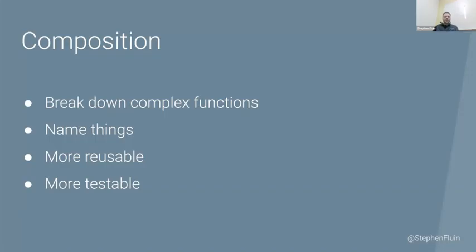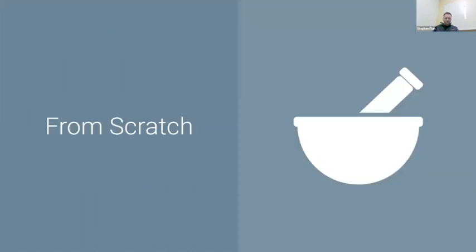So composition: we're really breaking down complex functions into simpler ones. Even just giving something a name can be really helpful. I've seen a couple examples where someone was doing a complex map operator and transforming some piece of data into another piece of data. You can create a custom operator that just does that single map and give it a name. Then people reading your code are going to have a much better understanding of what that operator actually does. When you compose operators, you're going to create code that's more reusable and, as we saw, more testable.